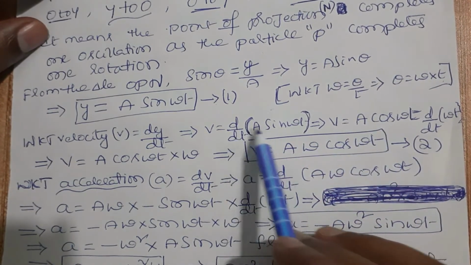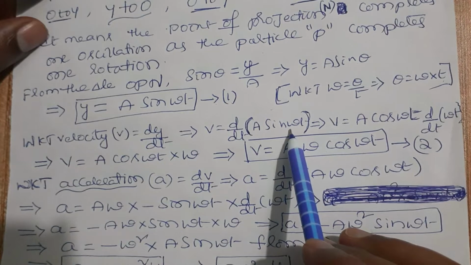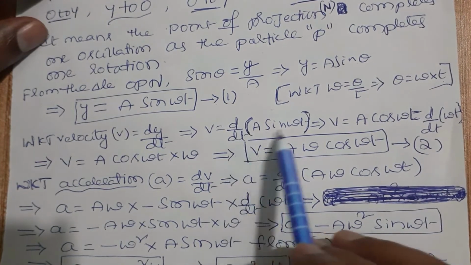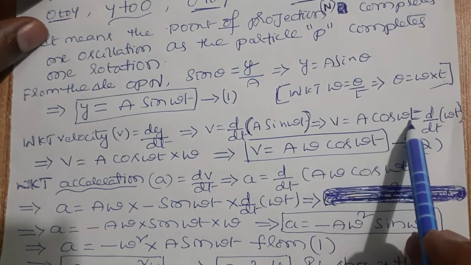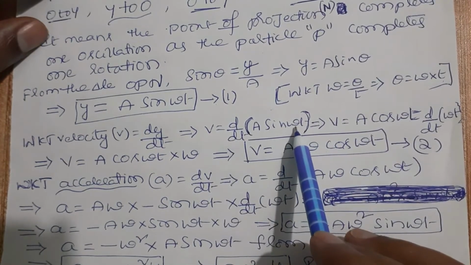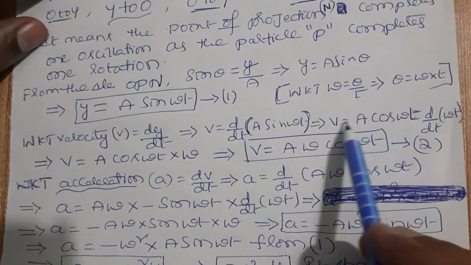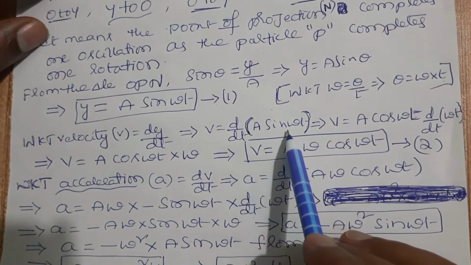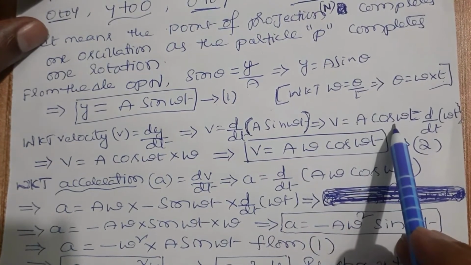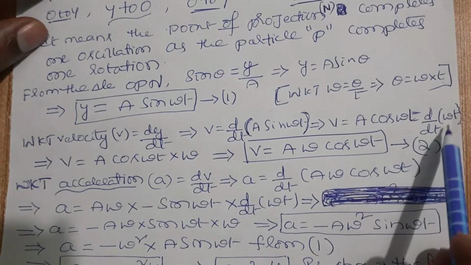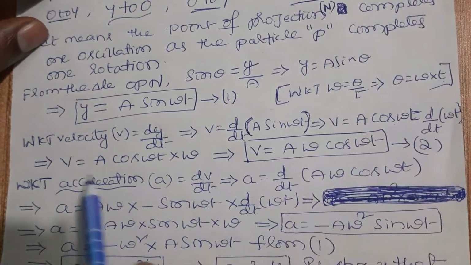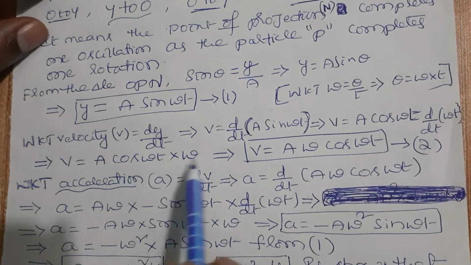So here, differentiation, students: a is a constant. So d by dt of sin omega t means cos omega t. Then a second differentiation, of omega t, d by dt of omega t. So first, d by dt of sin omega t means cos omega t, multiplied by d by dt of omega t. So v equals a cos omega t.